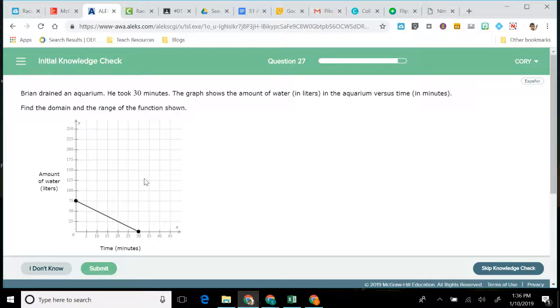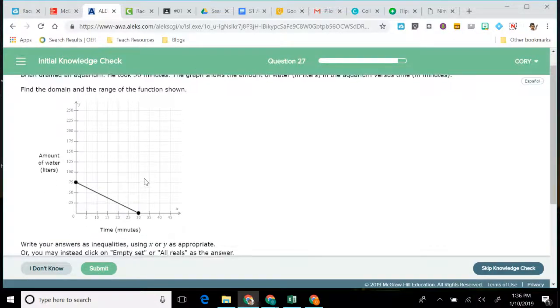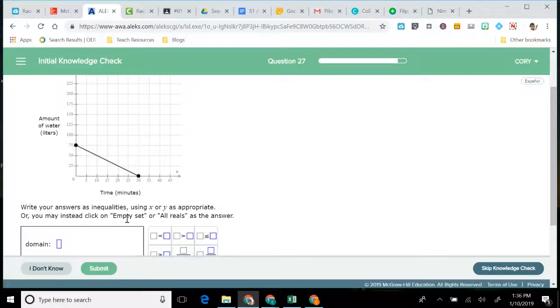All right, draining an aquarium. I like these problems. They're not the most practical, but they make sense. Domain and range. Oh, I love domain and range.